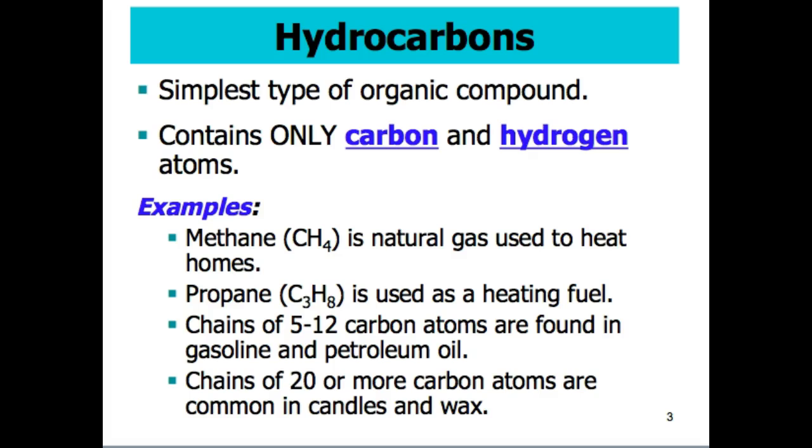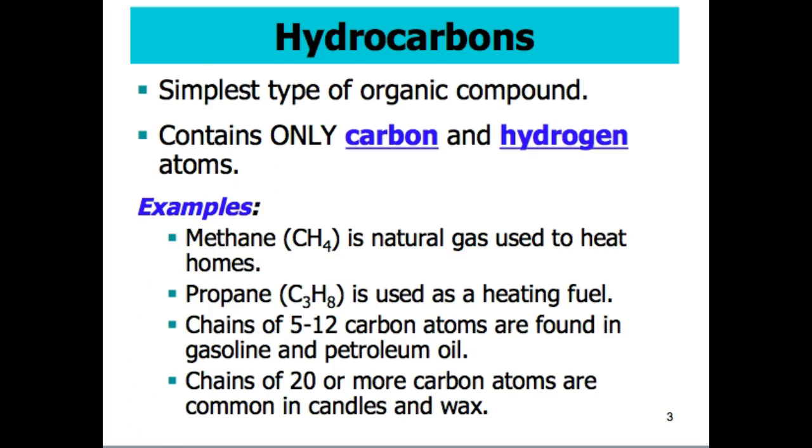The simplest type of organic compounds are called hydrocarbons. We need to know the definition of a hydrocarbon as containing only carbon and hydrogen atoms. So if something is CHO in the formula, it can't be a hydrocarbon because it contains an oxygen. So strictly hydrogen and carbon only.